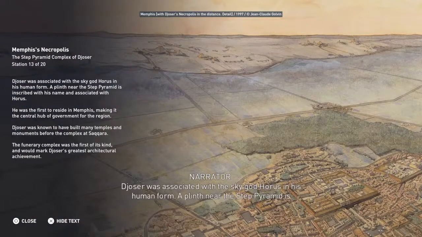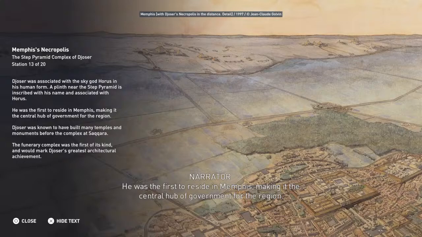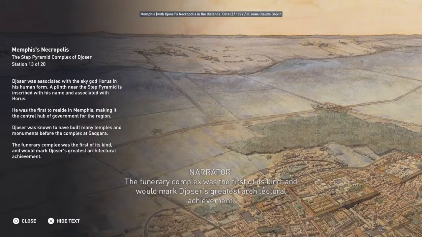Djoser was associated with the sky god Horus in his human form. A plinth near the step pyramid is inscribed with his name and associated with Horus. He was the first to reside in Memphis, making it the central hub of government for the region. Djoser was known to have built many temples and monuments before the complex at Saqqara. The funerary complex was the first of its kind and would mark Djoser's greatest architectural achievement.